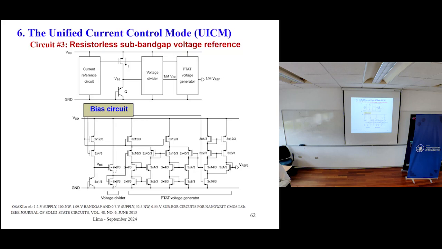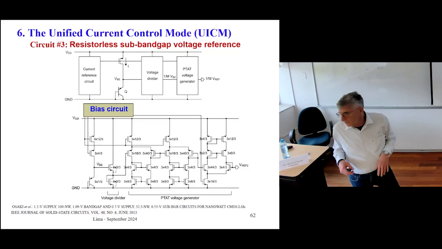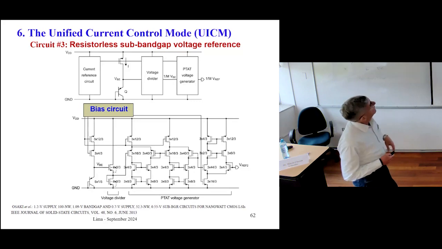And many technologies nowadays cannot be supplied by more than, say, 1.3, 1.4 volts. This is very important for more recent technologies. So you have this division here, and you have a sub-band gap reference, which can be supplied by a voltage source of 1.2, 1.1 volts. Right.